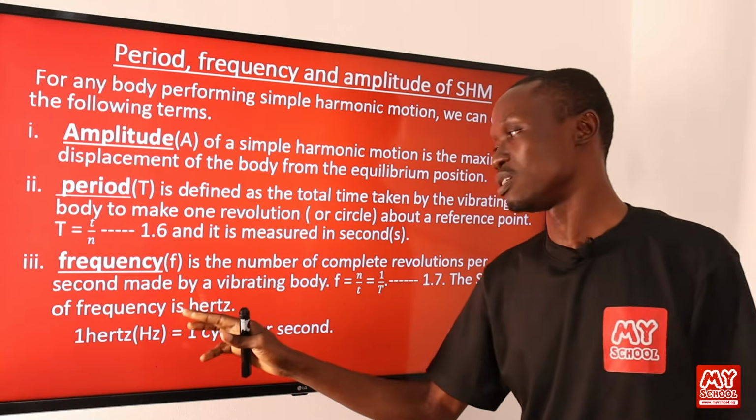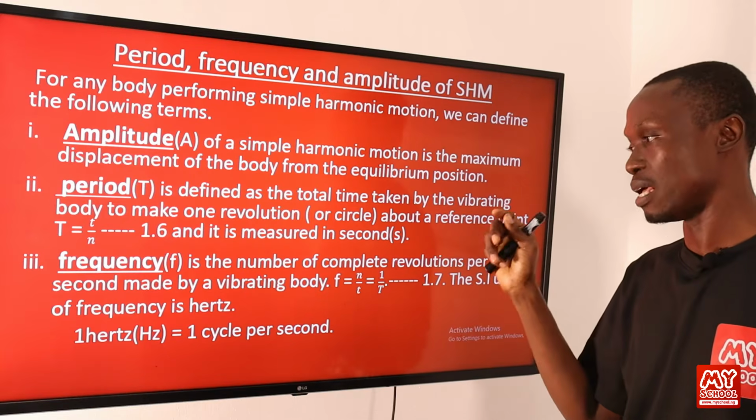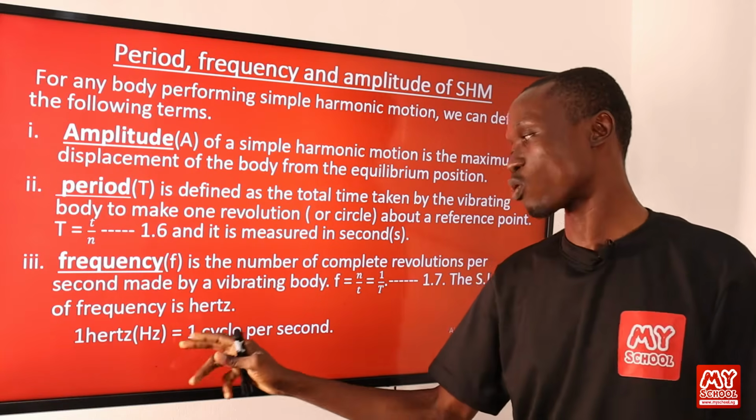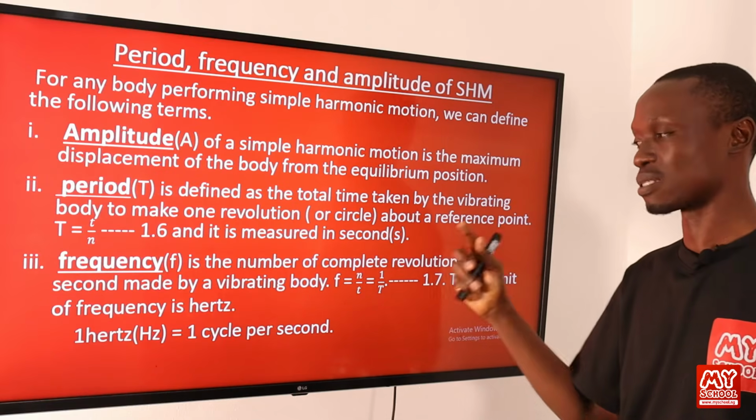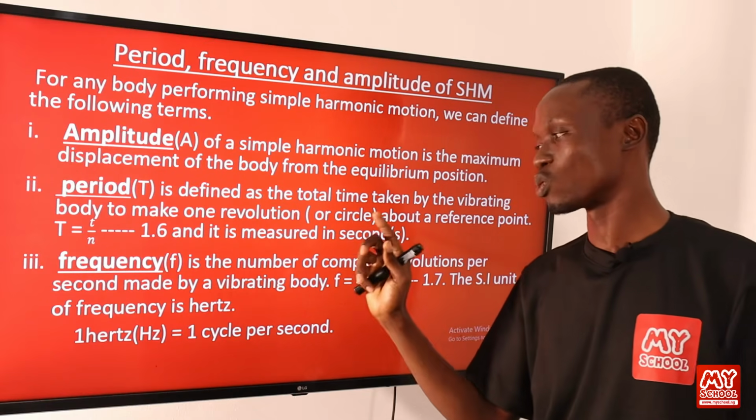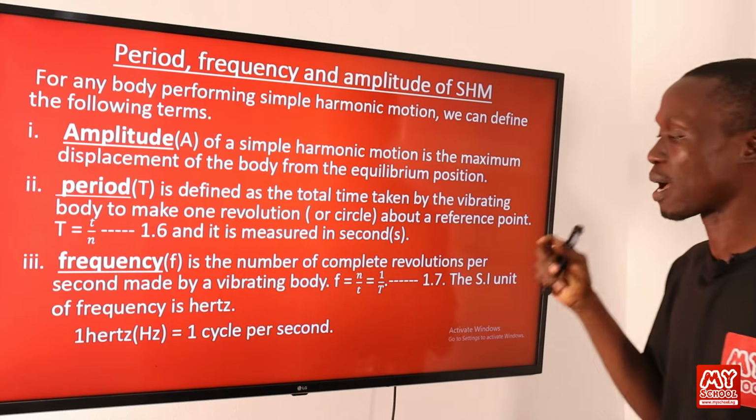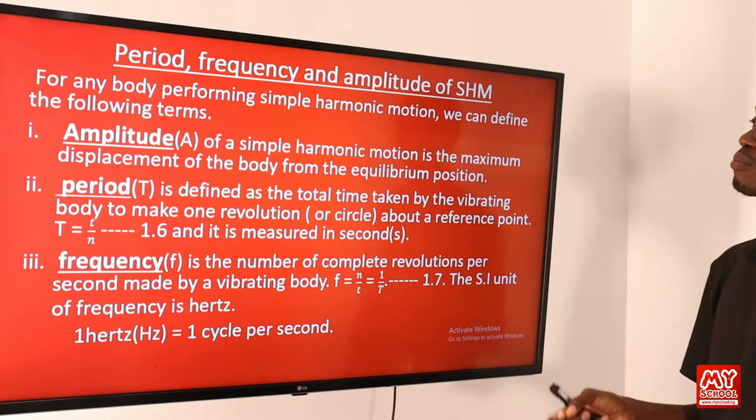So the SI unit of frequency is called the hertz, and 1 hertz is equal to 1 cycle per second. Okay, 1 hertz is equal to 1 cycle per second. So let's move to the next slide.